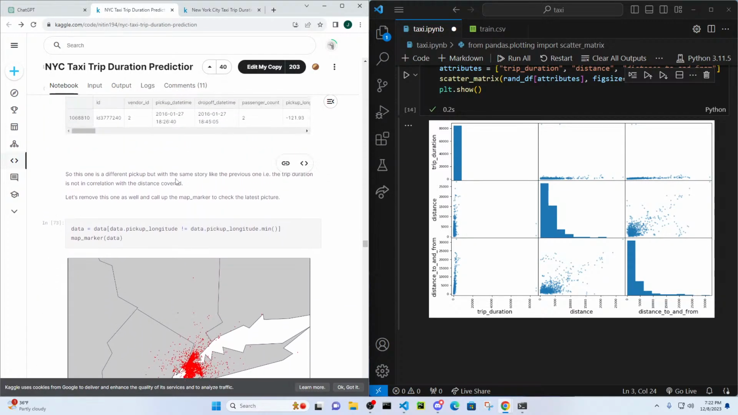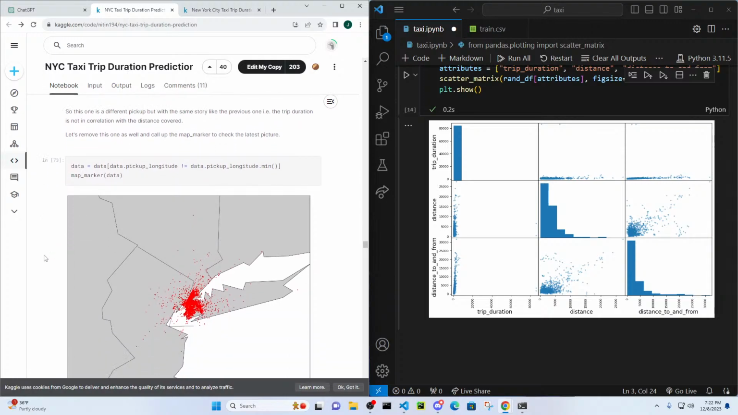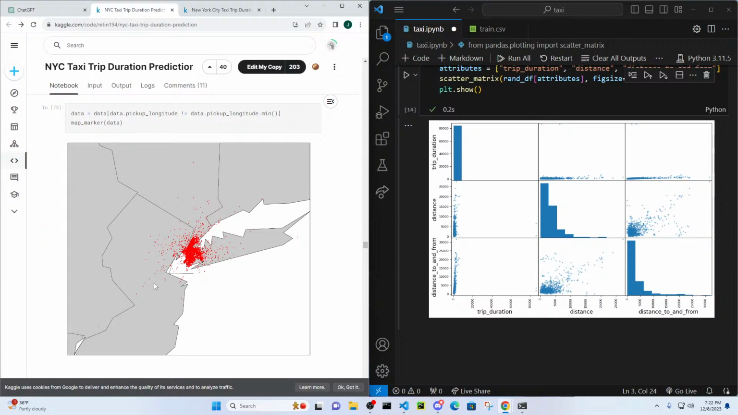So this one is a different pickup, but with the same story as the previous one. Trip duration is not in correlation with the distance covered. Let's remove this one as well and call up the map marker to check the latest picture. All right, so now after removing those two from California, it looks like most of the trips are in New York. We do have some that are pretty far out there. Pretty far. One in the ocean.